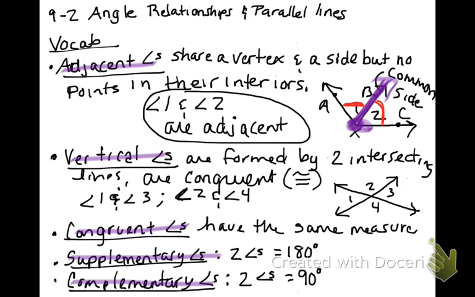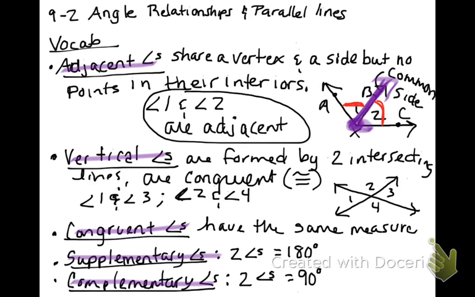They're like neighbors, okay? They're neighbors that have the same house. Yes, there are houses that are like that. So neighbors that have the same house, they just share one common wall. And that's kind of like what adjacent angles are like.